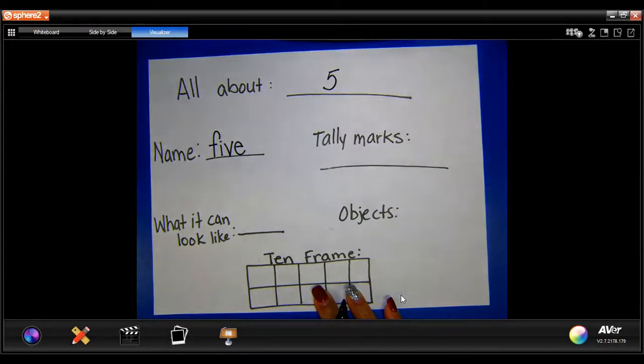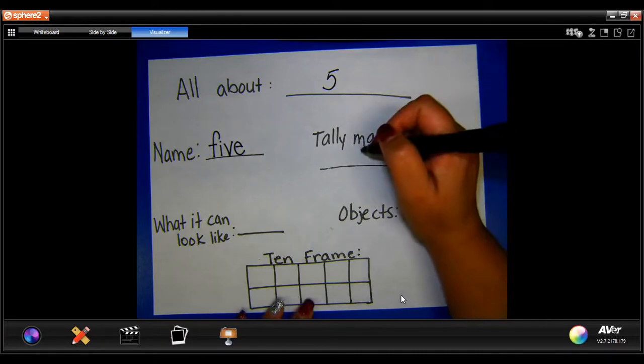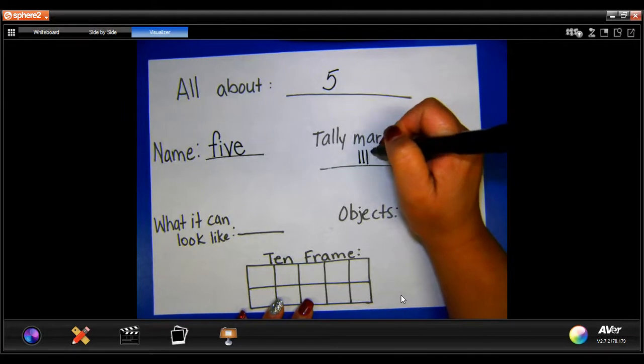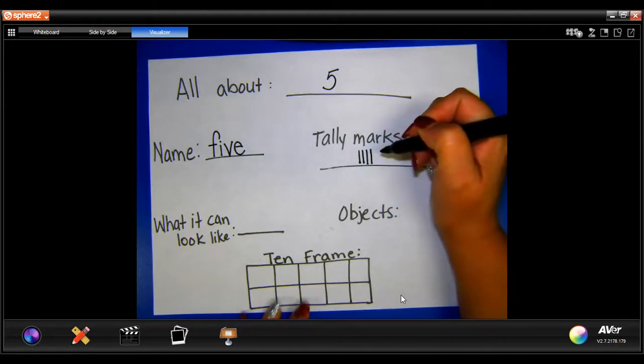5. Okay. In our tally marks, we're doing number 5. I don't know if you remember when we talked about tally marks. Something special happens when you get to 5. So let's do it together. We're going to do our tally marks. 1 tally, 2, 3, 4. 5 is next.